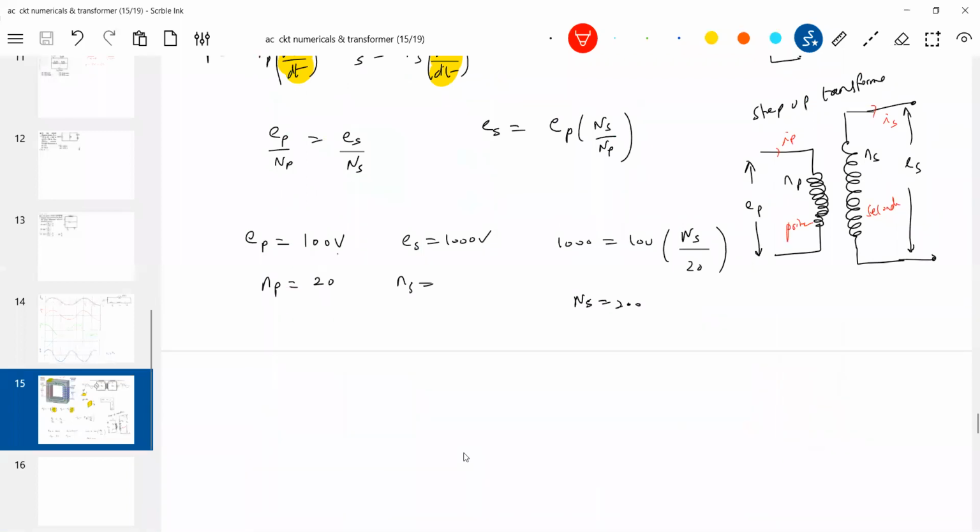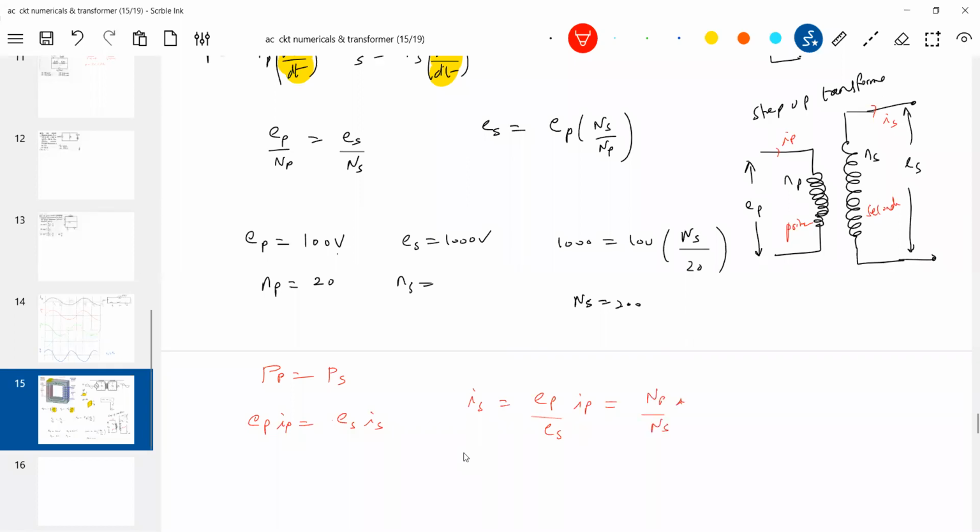So what was the power available at the primary circuit? That should be equal to the power available at the secondary circuit because energy should be conserved. The power available at primary circuit is EP into IP. Power available at the secondary, ES into IS. So when you step up, when you increase the voltage from 100 to 1000 volt, what should decrease? The current should decrease. How can you see? Let's write the equation for IS here. IS equal to EP by ES into IP. What is EP by ES?